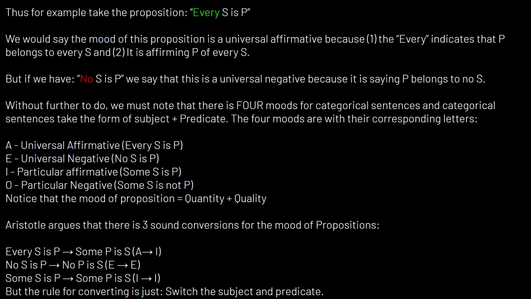No S is P is different, on the other hand. The universal negative converts back to the universal negative. That is, if I say no S is P, then no P is S, right? If no man is a dog, then no dog is a man, right? So that logically follows, so E to E. And then the particular affirmative, some S is P, logically converts to some P is S. That is I to I, so particular to particular.